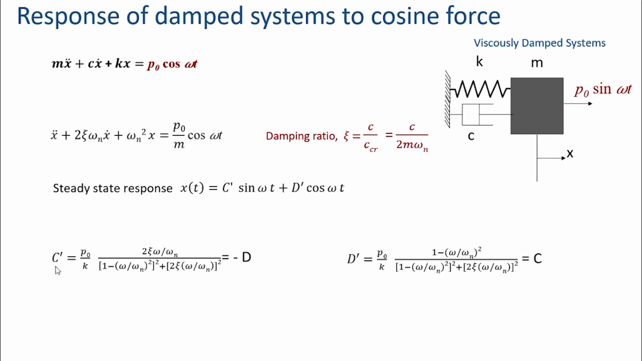And this C prime is equal to minus D. D is the coefficient of the cos omega t term in the steady state response when the acting force is a sine force. And we can also calculate D prime as this, and that is equal to C.